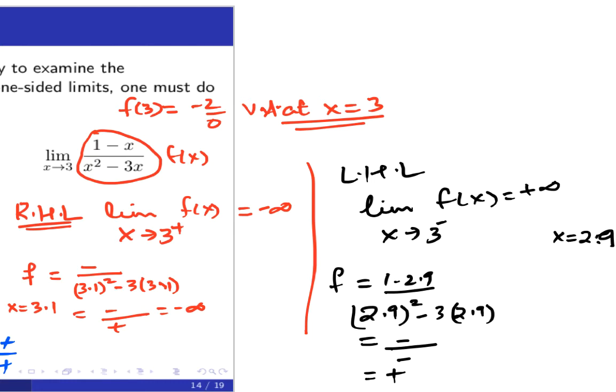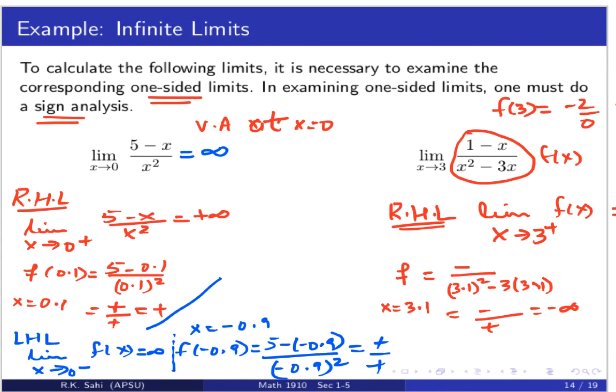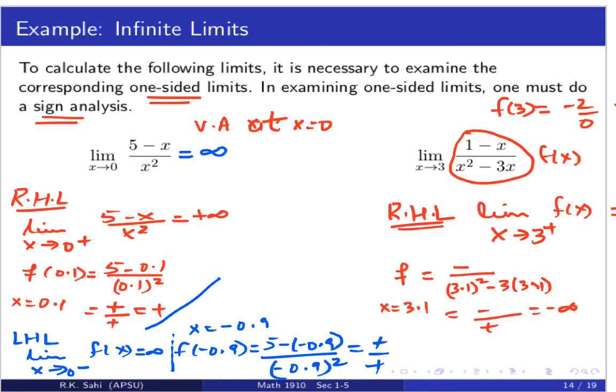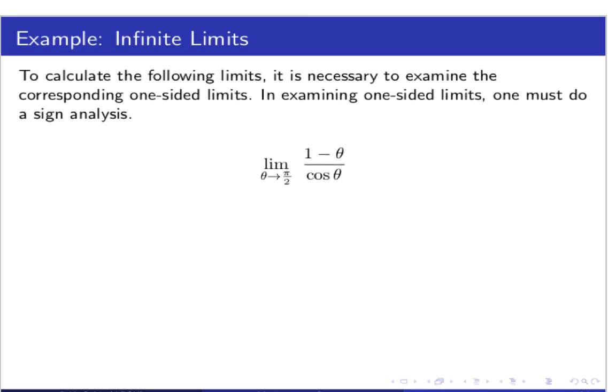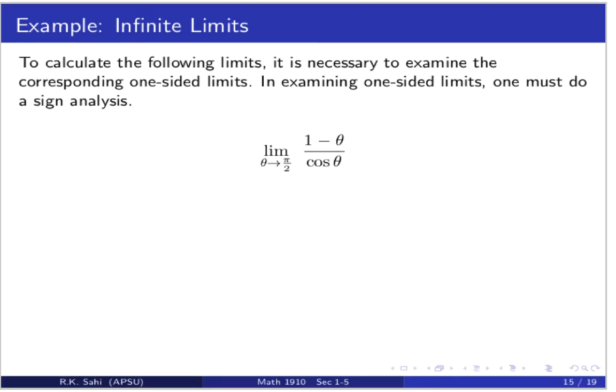Okay, let's do some more practice of sign analysis, and we're going to use some trig functions. For this one, this is a trig function, theta approaches pi halves. So what you're going to look at is the right-hand limit, which is basically the limit of this function f of theta as theta approaches pi halves positive.